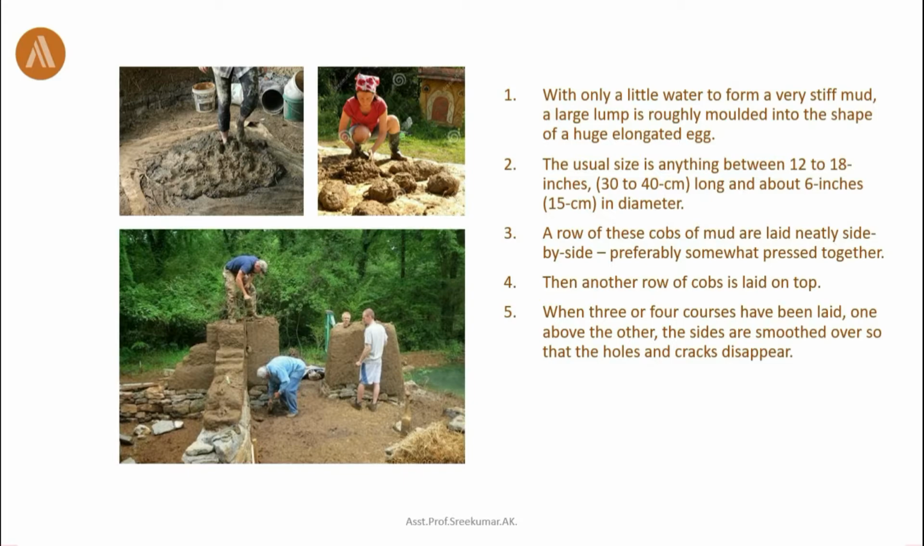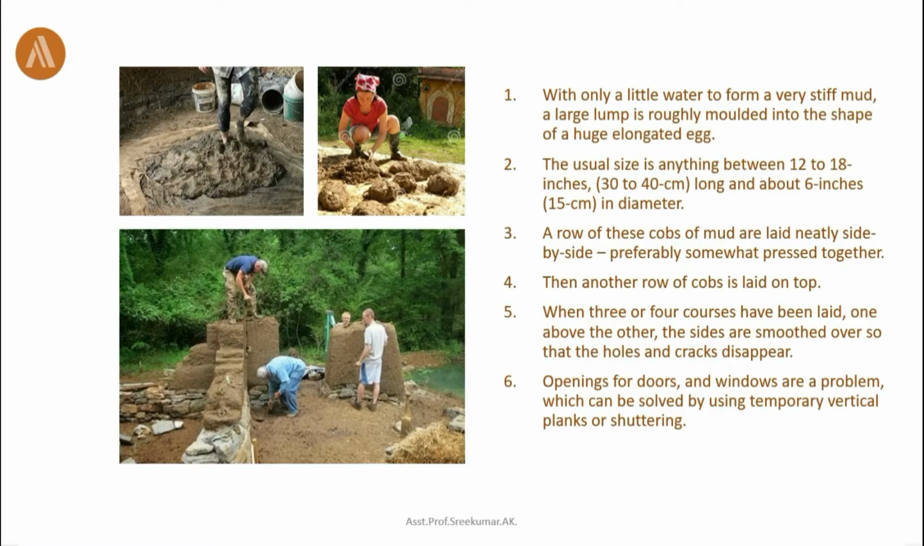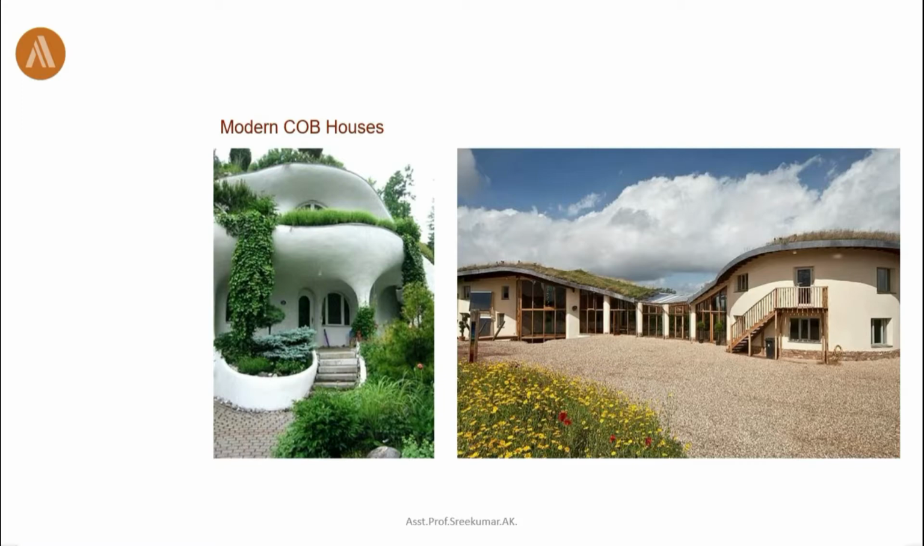When 3 or 4 courses have been laid one above the other, the sides are smoothed over so that holes and cracks disappear. Openings for doors and windows are a problem, which can be solved by using temporary vertical planks or shuttering. So these are samples of modern cob houses constructed across the world. Now let's move on to the next system of mud construction.